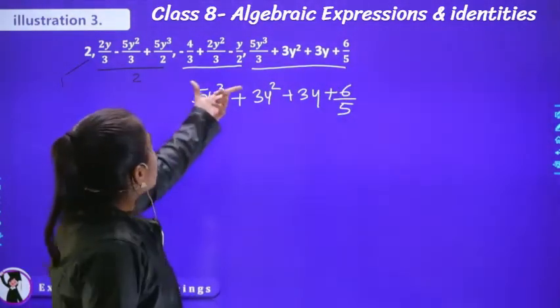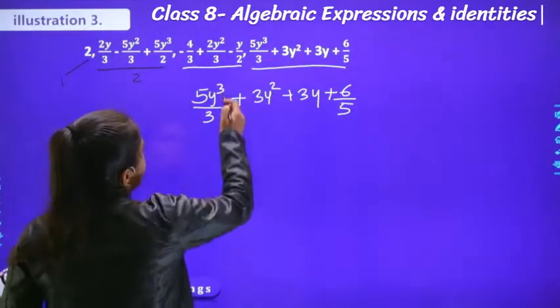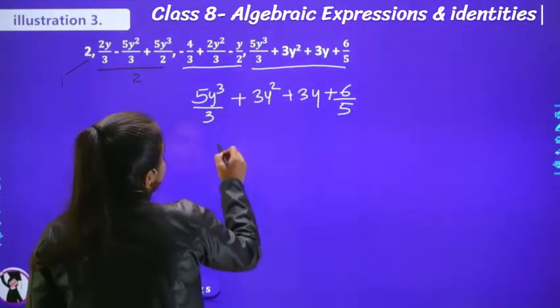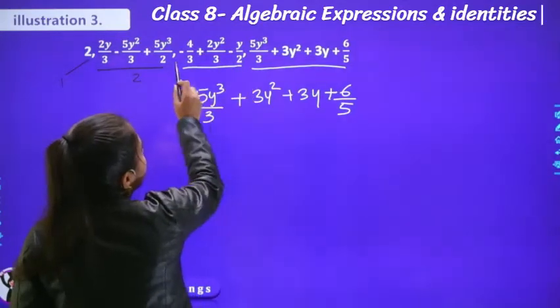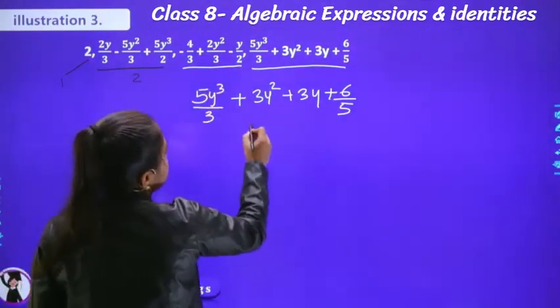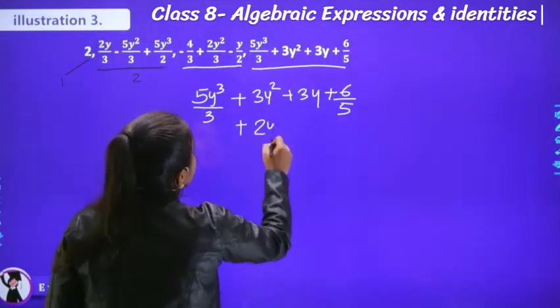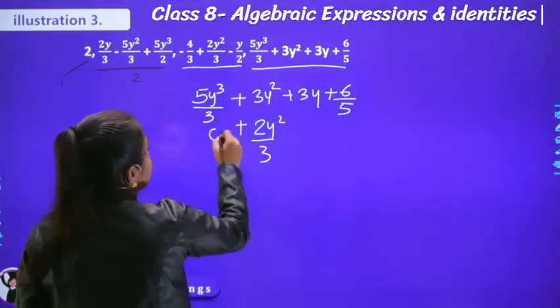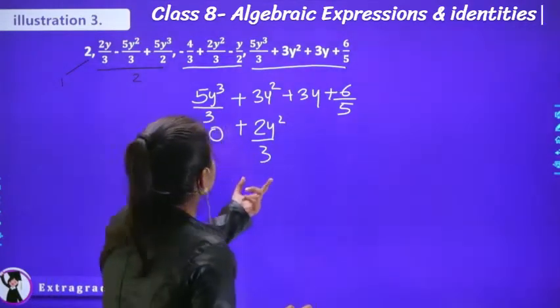Now next, I will take this algebraic expression. So I will keep the y cube term here. We don't have any y cube term in this particular expression, so we will not take it. We will take the y square term. So 2y square upon 3. You can write 0 here: 0 plus 2y square upon 3.